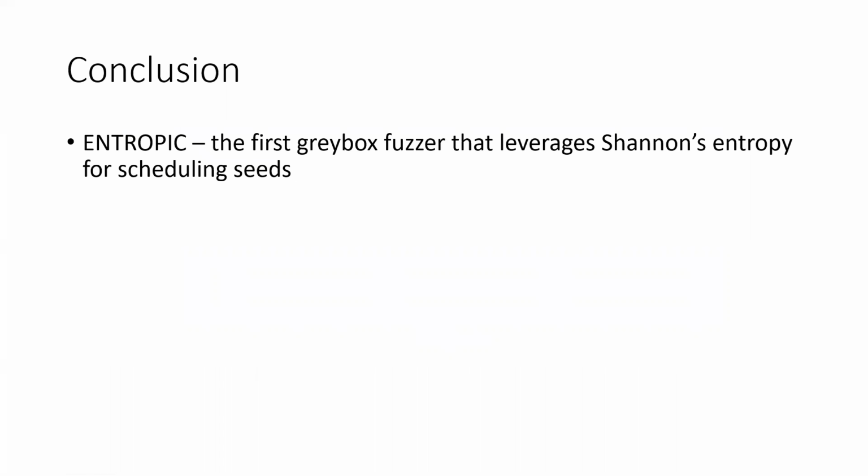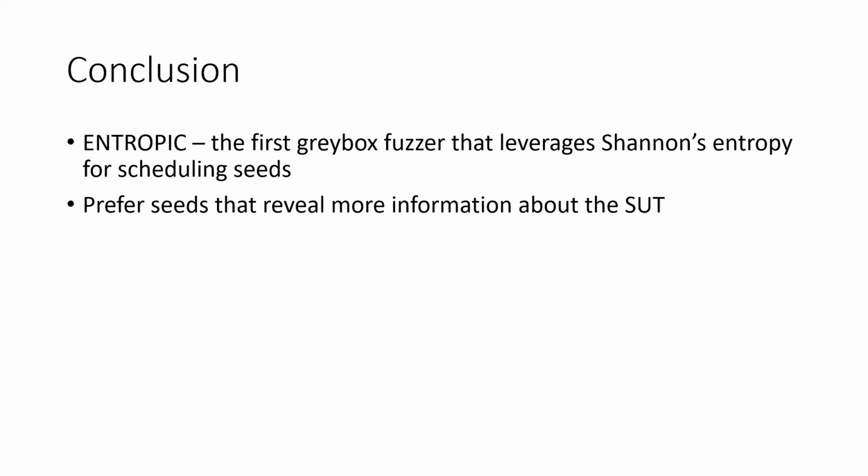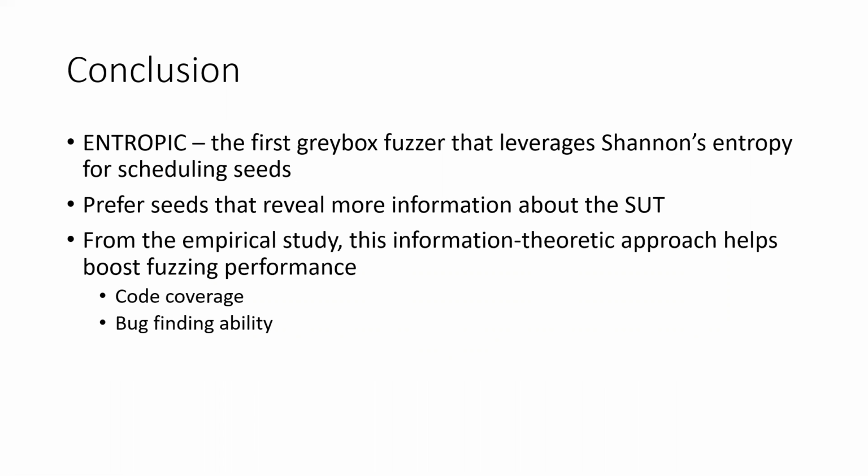So in conclusion, Entropic is the first greybox fuzzer that leverages Shannon's entropy for scheduling seeds, and they prefer seeds that reveal more information about the software under test. And from the empirical study, you can see that this approach helps with boosting fuzzing performance in both code coverage and bug finding ability. Yeah, so that's it for this presentation.